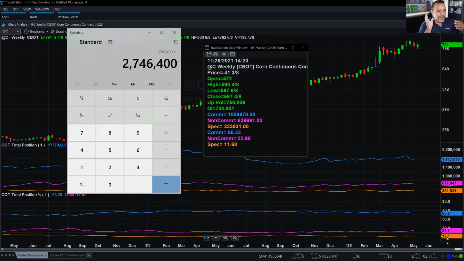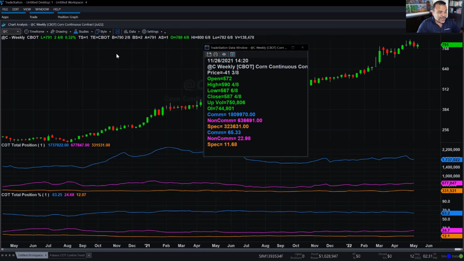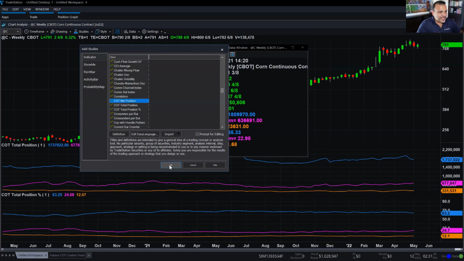Now, these two indicators are cool, but the next one is the one that really tells you what these groups are doing. Because it's okay to know that the commercials have 1.7 million contracts, but out of all those contracts, are they short? Are they long? Because this indicator is just adding them all together and giving you a total position of contracts. So let's take a look at this third indicator, which is the third that's built into TradeStation. I'm going to go here to COT. It's net position.